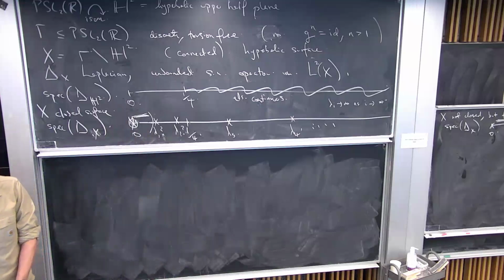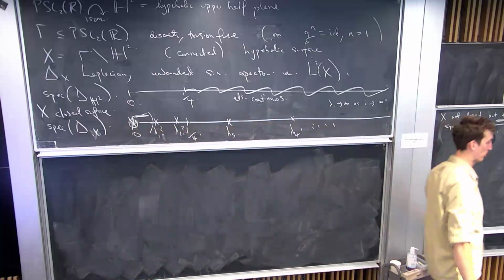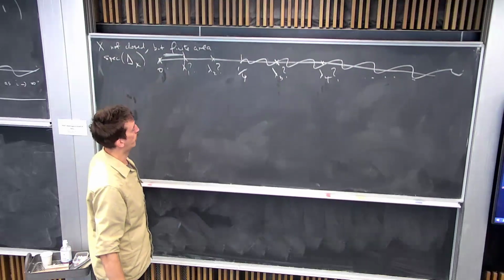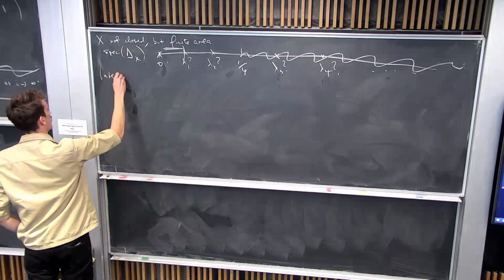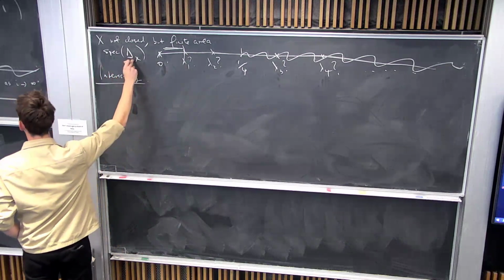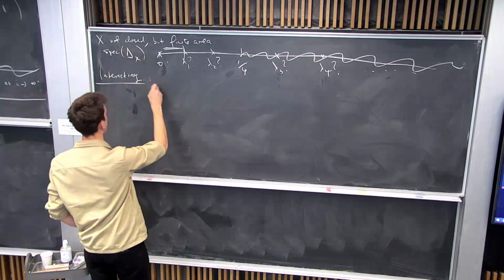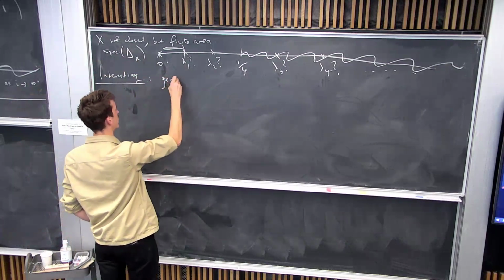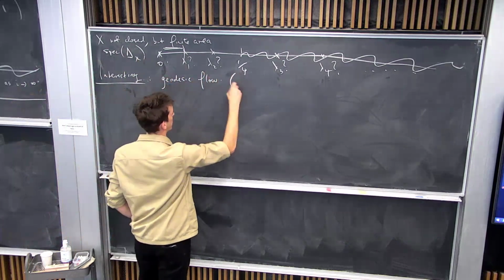Okay. Maybe this is more geometric than most people here are used to. So let me just say a word about why it's interesting to study these spectral problems. This Laplacian is a quantization of the geodesic flow. It's interesting because the geodesic flow is Anosov, at least in the compact case.